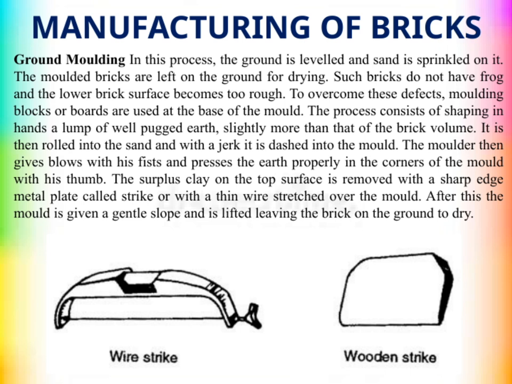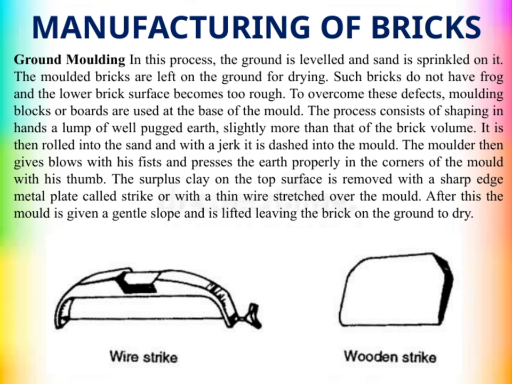It's important to note that bricks made this way typically don't have a frog, which is a depression on the brick surface. As a result, the lower surface of these bricks tends to be rougher. To address these issues, we use molding blocks or boards at the base of the mold. Now let's walk through the shaping process.